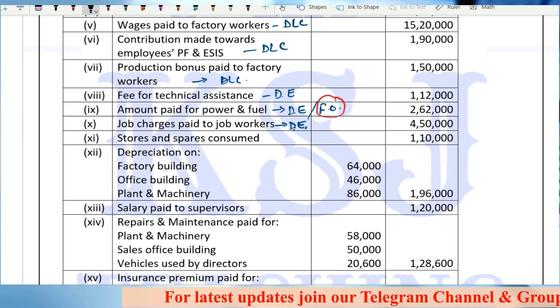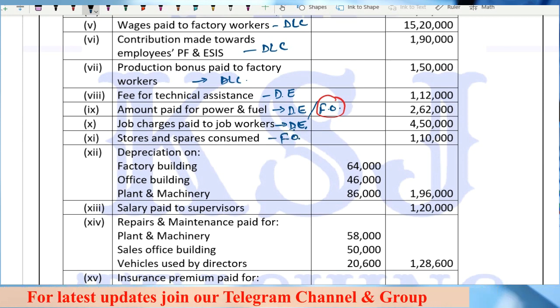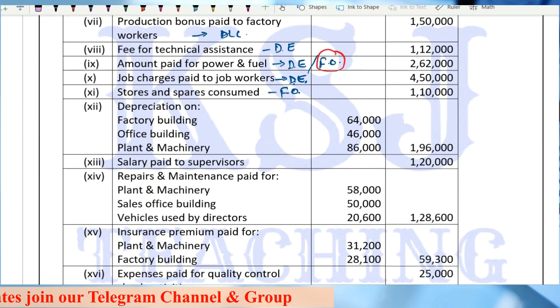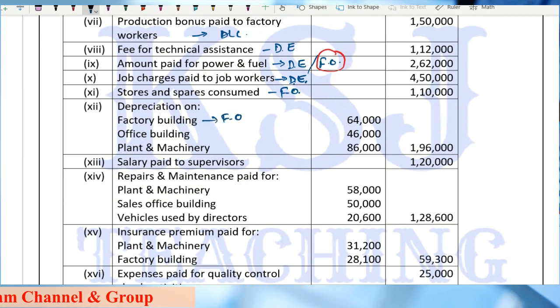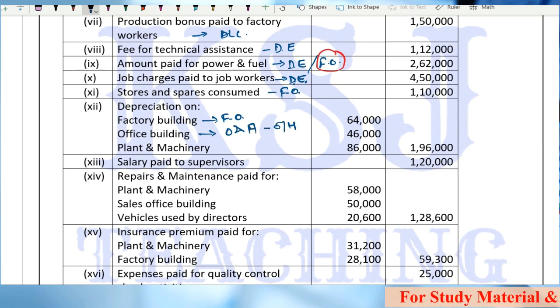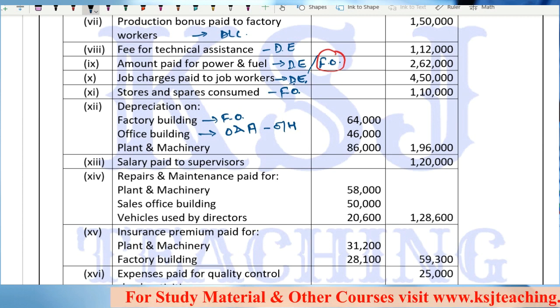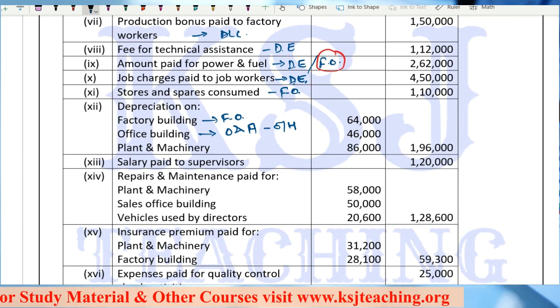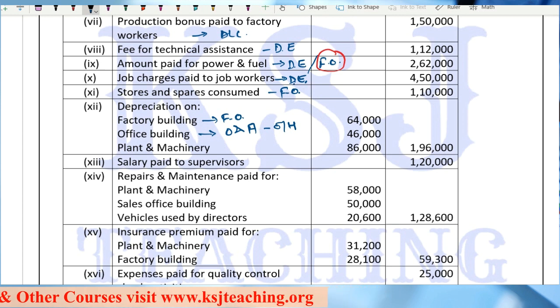Then we have stores and spares. It is a factory overhead. Depreciation on factory building, factory overhead. On office building, office and administration overheads, right? Which is not related to production. While we take the selling and distribution overheads after the cost of goods sold, right? Plant and machinery, again factory overheads.